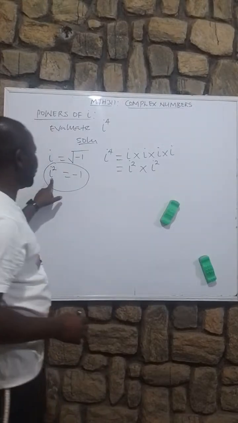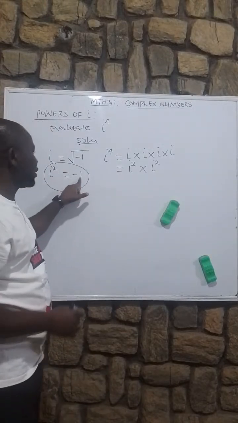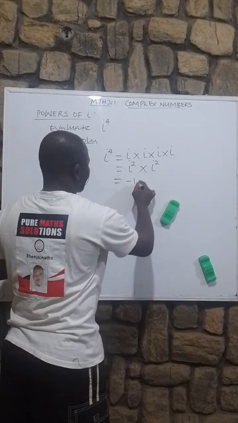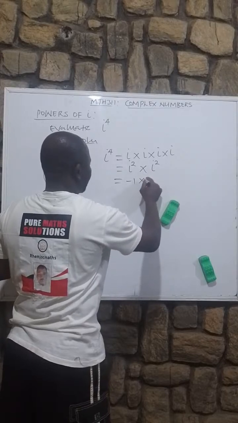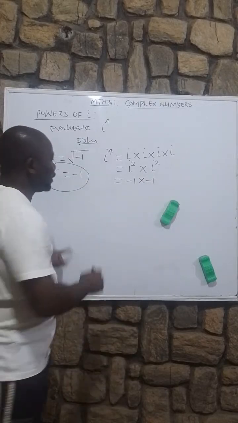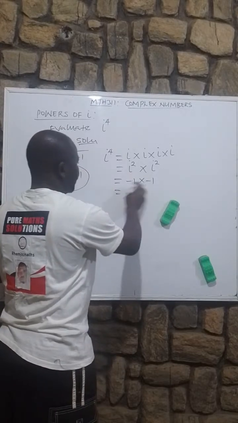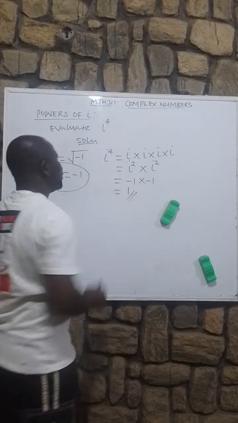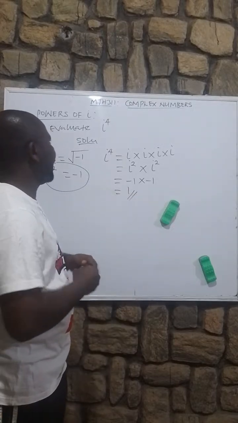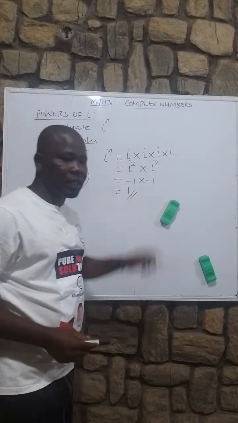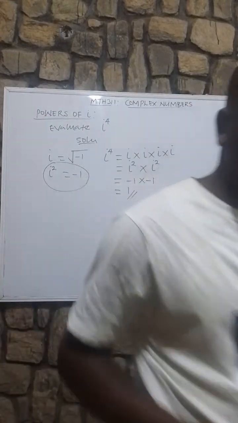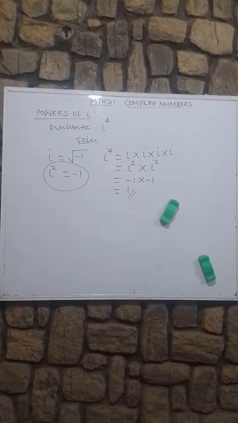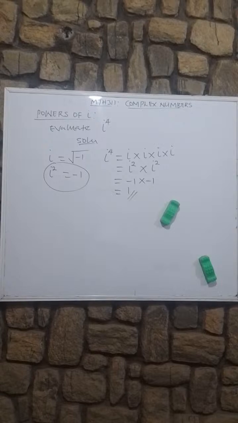Now we recall that i squared is always equal to minus 1. So this is equal to minus 1 times minus 1. Minus times minus is plus, then 1 times 1 is 1. So this implies that i raised to the power of 4 is 1. Is that clear? Any question?